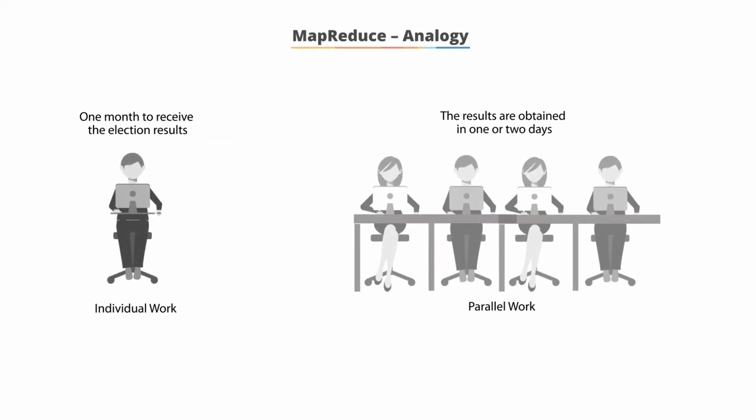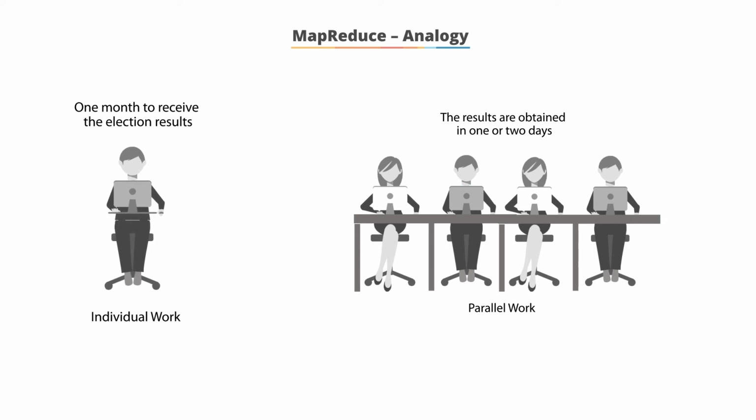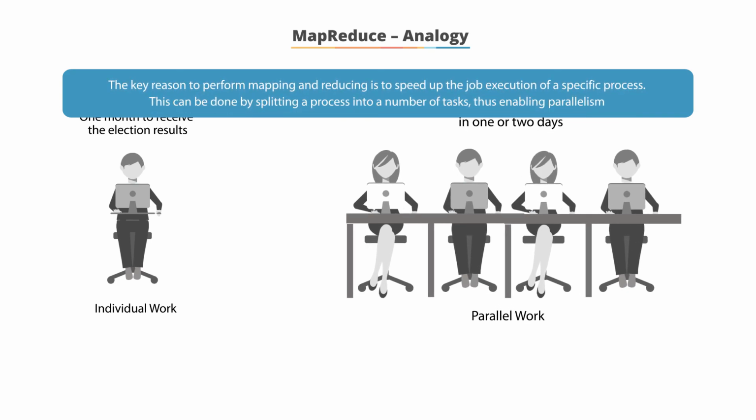The MapReduce analogy. Vote counting is an example to understand the use of MapReduce. The key reason to perform mapping and then reducing is to speed up the job execution of a specific process. This can be done by splitting a process into a number of tasks, thus enabling parallelism. If one person counts all of the ballot papers and waits for others to finish the ballot count, it could take a month to receive the election results. When many people count the ballot papers simultaneously, the results are obtained in 1 or 2 days. This is how MapReduce works.